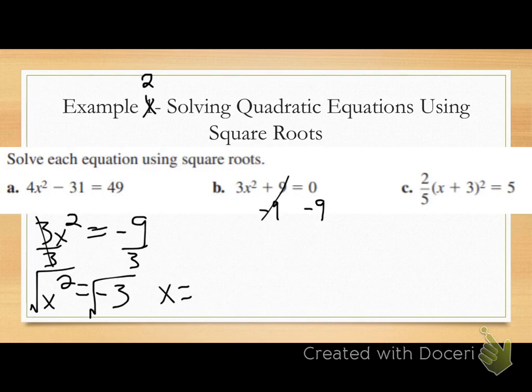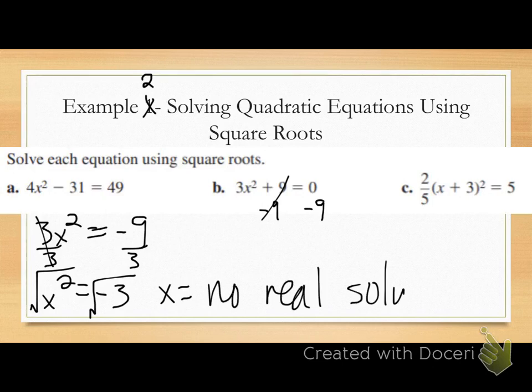What's a positive times a positive going to give me? A positive, not a negative 3, right? What's a negative times a negative going to give me? Positive, not a negative 3, right? So is there any number that I can multiply by itself to give me a negative 3? No. So this will be no real solutions.